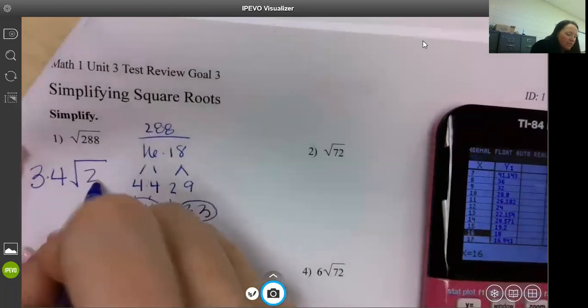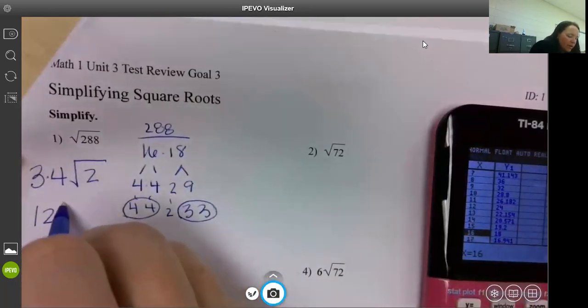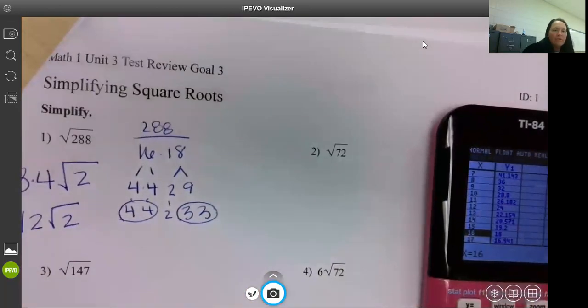I did not circle a 2. Last step, multiply these together. 3 times 4 is 12. Square root 2.